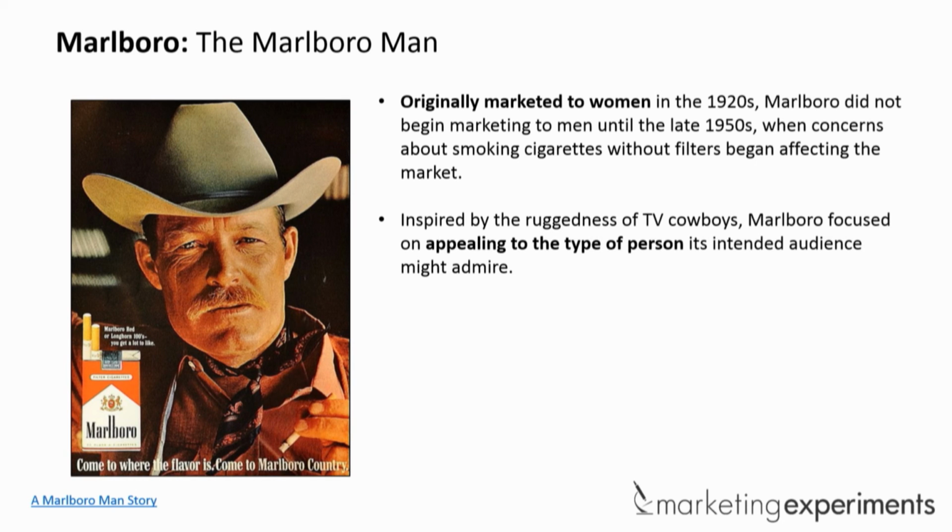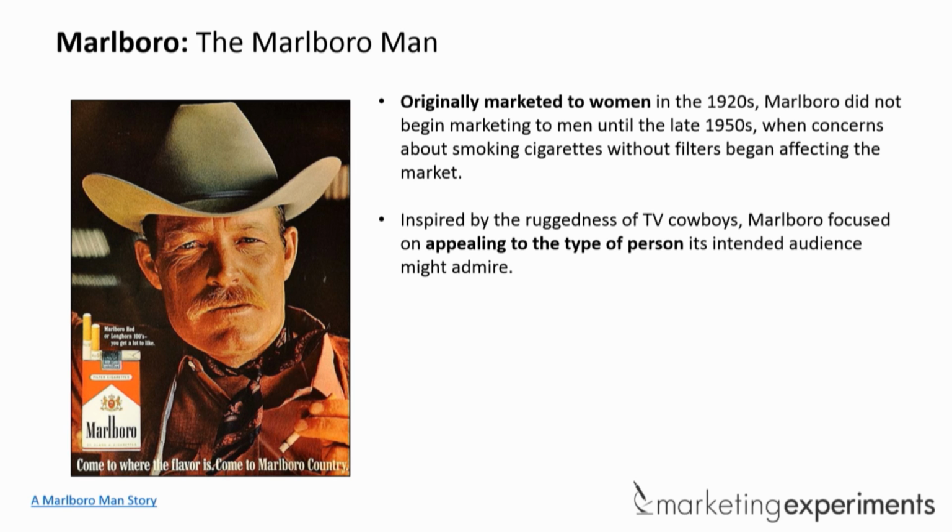And in each of these, looking again back to Marlboro: Marlboro didn't begin marketing to men until the 50s. And there's a reason for that, having to do with filters. You can read it on the screen. But at that point, TV cowboys were a big draw, very influential and very popular. Marlboro focused on appealing to that type of person, and they went for an archetype. By focusing your branding on the core of an archetype, you can also reach the peripheral versions of that in terms of its gradient spectrum.